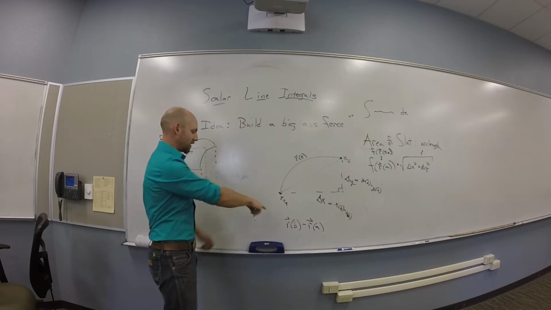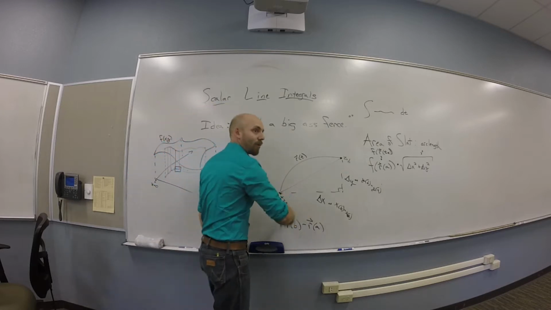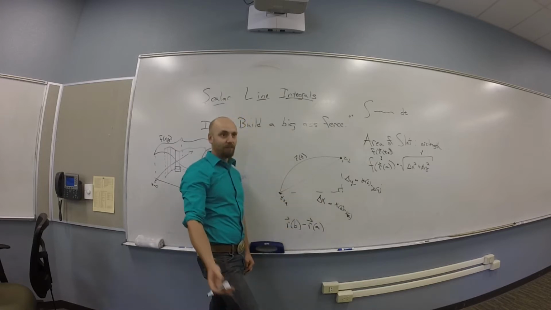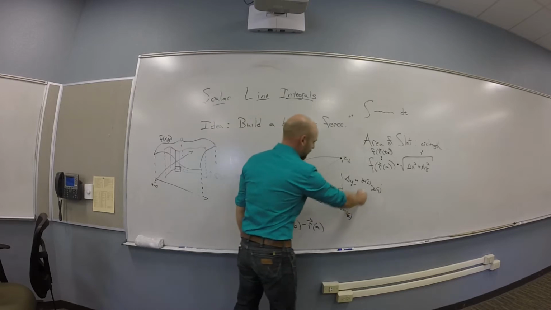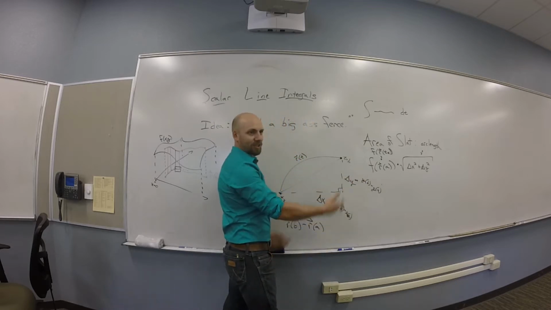Wait, I messed up. That's the wrong category. What is that thing categorically? What's r of b minus r of a categorically? A vector. That's a vector, right? What are these? Those are real numbers, scalars, right?